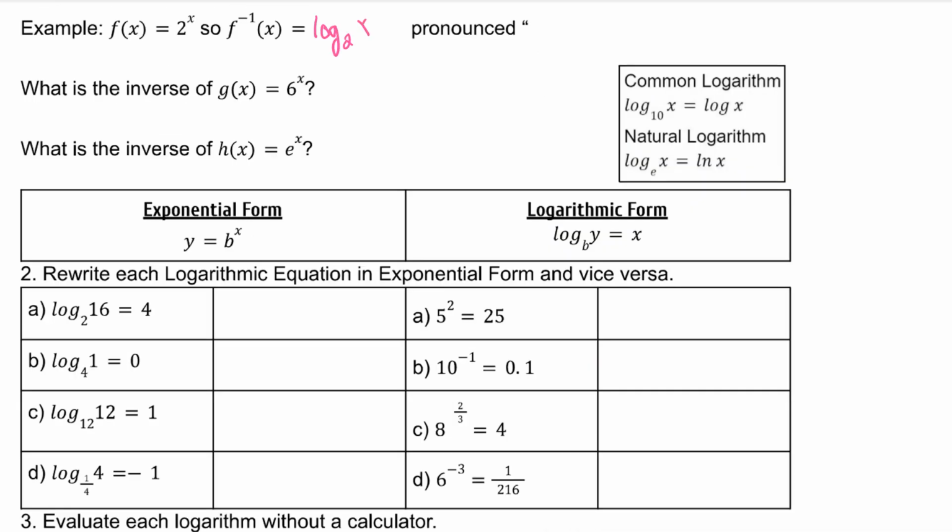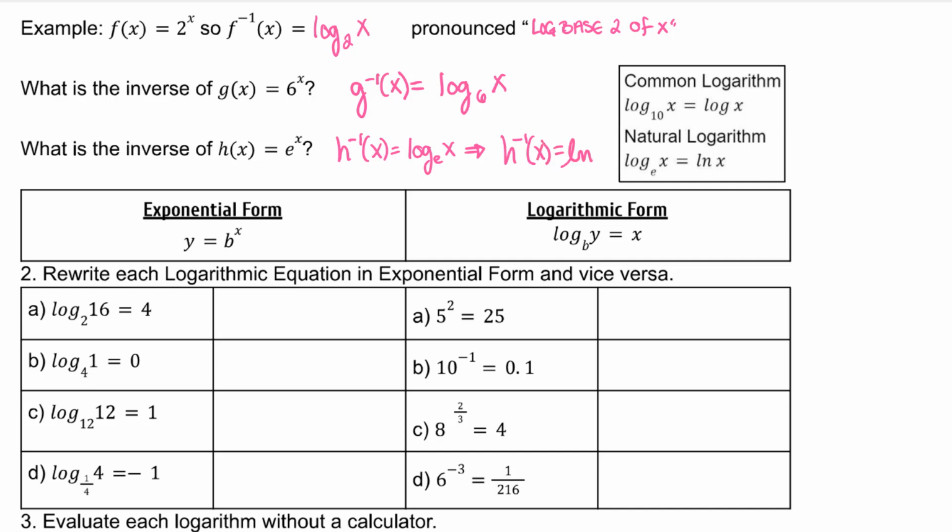Remember, the inverse of 2 to the x is log base 2 of x. The inverse of 6 to the x is log base 6 of x. You could write this as log base 6 parentheses x or log base 6 of x. The inverse of e to the x is log base e of x. Log base e of x has a special name, the natural log of x, written as ln x.